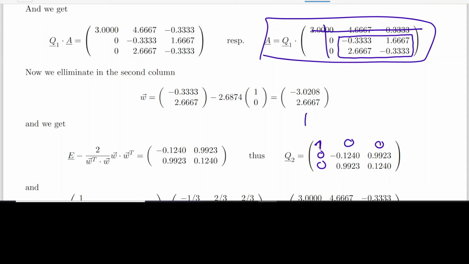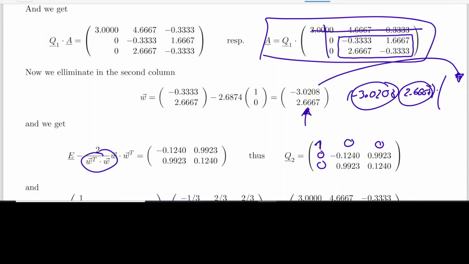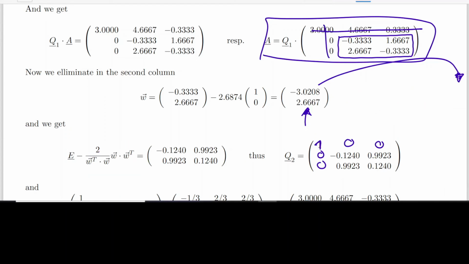And then doing the calculation with these numbers, that's not so much fun, but you can also do that calculation. So what is that? That is minus 3.02, 2.6667 times that vector again, and then this one squared plus this one squared, that's some number. And then let's do this calculation also. Please do that also with some electronic help, and then in the end you will get that matrix.